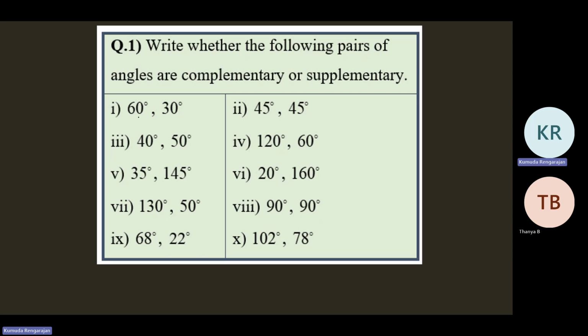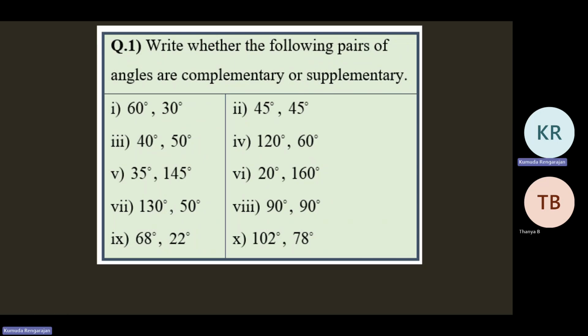So now look at the first one, 60 degrees and 30 degrees. These terms, supplementary and complementary, are used only for a pair of angles, for exactly two angles, not more than two. So in the first one, 60 degrees plus 30 degrees is equal to 90 degrees. Therefore, 60 degrees and 30 degrees form a pair of complementary angles. We say that 60 degrees is the complement of 30 degrees and 30 degrees is the complement of 60 degrees. They are the complements of one another.